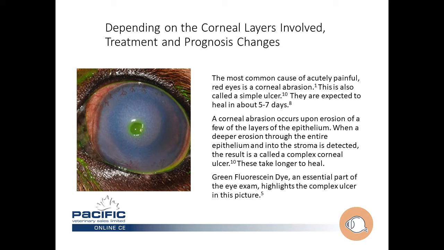The most common cause of acutely painful red eyes is a corneal abrasion. This is also called a simple ulcer. They are expected to heal in about 5 to 7 days. A corneal abrasion occurs upon erosion of a few of the layers of the epithelium. When a deeper erosion through the entire epithelium and into the stroma is detected, the result is called a complex corneal ulcer. These take longer to heal. Green fluorescein dye, an essential part of the eye exam, highlights the complex ulcer in this picture.